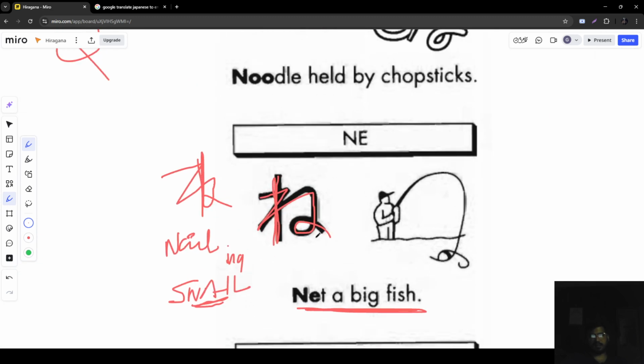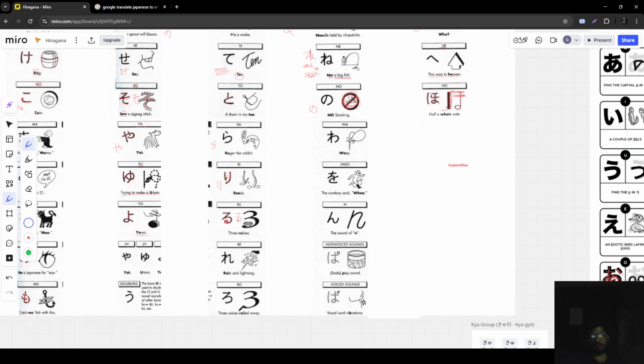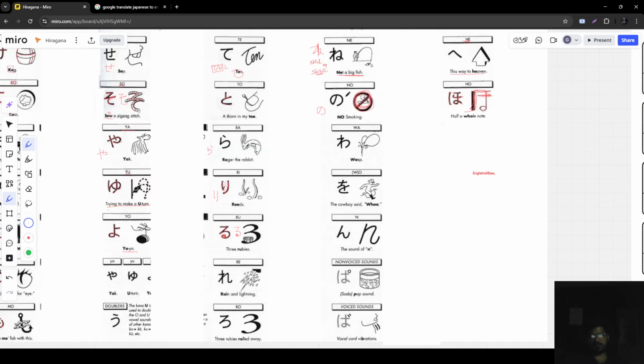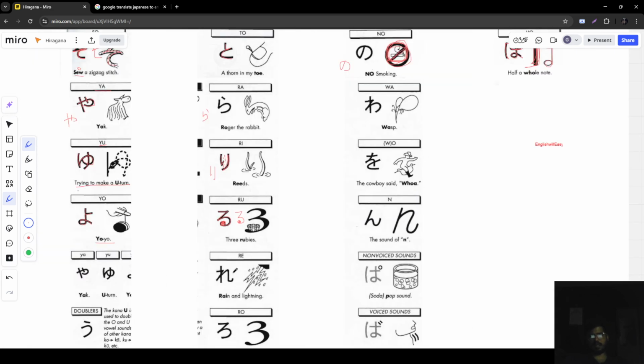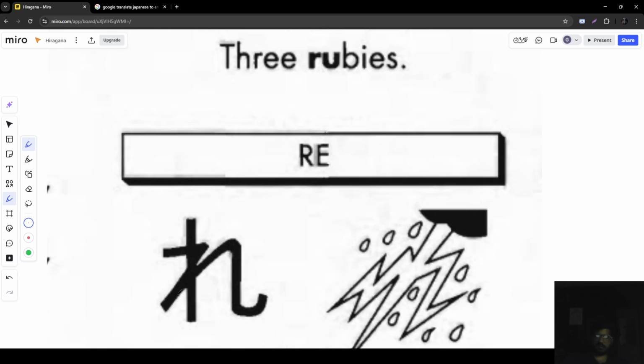Yeah. See, it's a lot similar to ne. But how will we differentiate? So ne over here has a knot, but re does not. And the shell of the snail, this doesn't look like a shell because it's very much sharp, right?